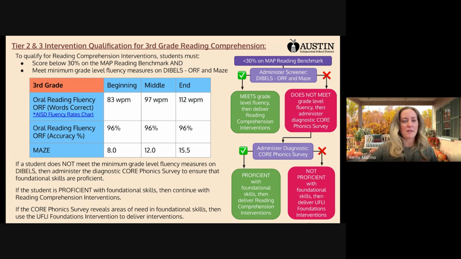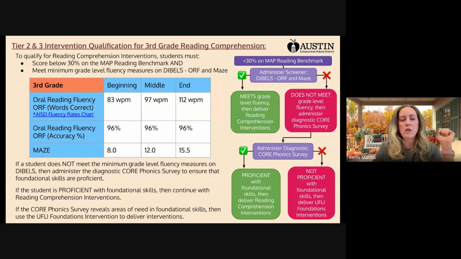Now, you might be thinking, okay, well, what are the grade level minimums? Melanie or Manuel is going to drop the fluency rates chart in the chat here in just a second. The information on this page here is just for 3rd grade. So I can see here that I'm going to follow the same process. If I'm below 30%, I administer the screener, the DIBELS oral reading fluency and Maze. If I meet, then I go to reading comprehension. If I don't meet, I go to CORE Phonics. I administer the CORE Phonics. If I'm good, I go to reading comprehension. If I'm not proficient, I go to foundational skills intervention.